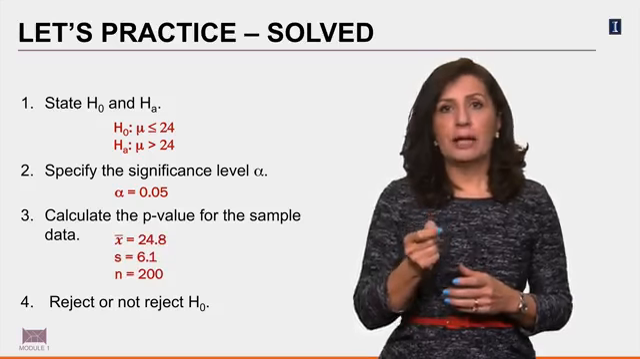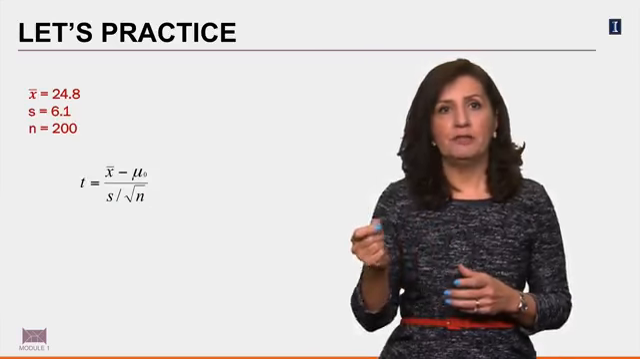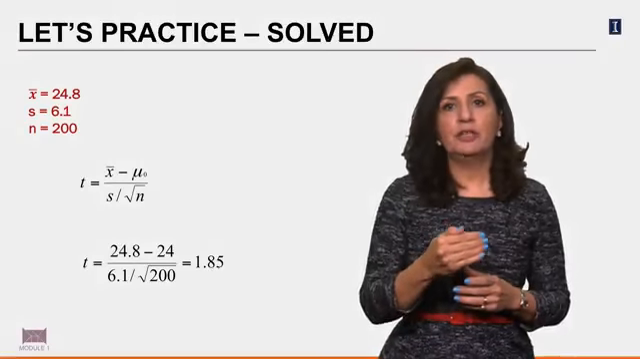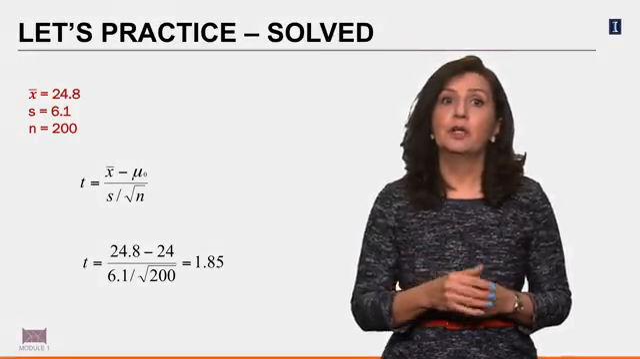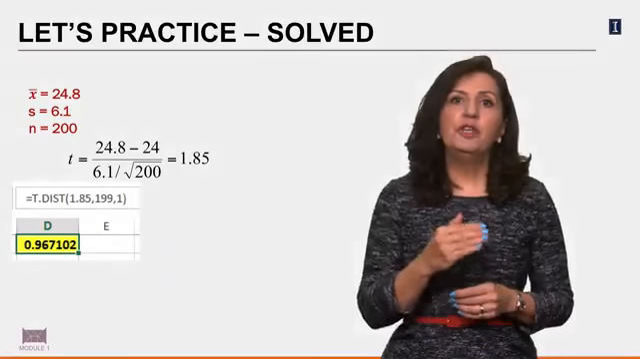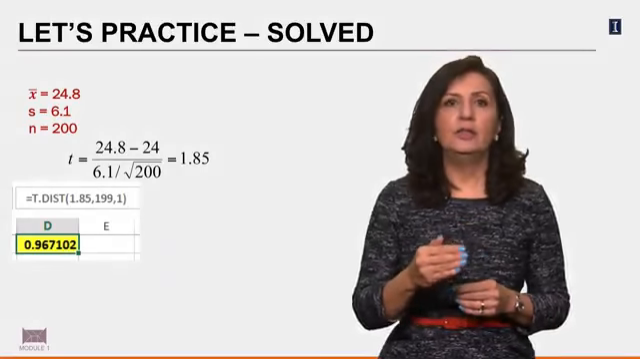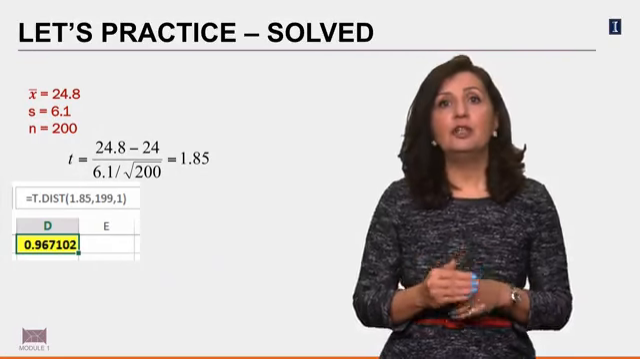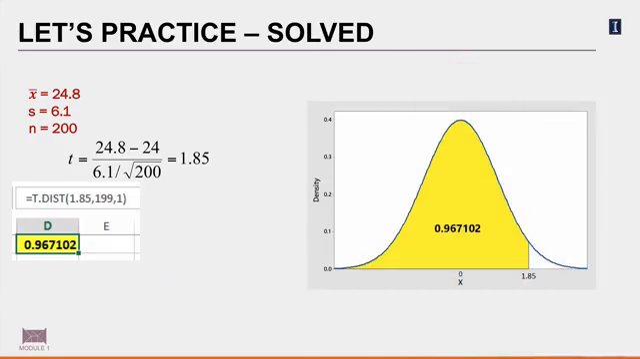And now, given the following sample information, let's start solving for the p-value. Given the sample statistics, what is the t-value? Putting the values in the equation, we get the t-value of 1.85. So what is now the p-value? If we use the same function, t.dist, we get the value of 0.967. That is the area to the left of 1.85. This is the area to the left of the t-value. P-value is the area in the tail, and we have to subtract it from 1, which gives us 0.033.